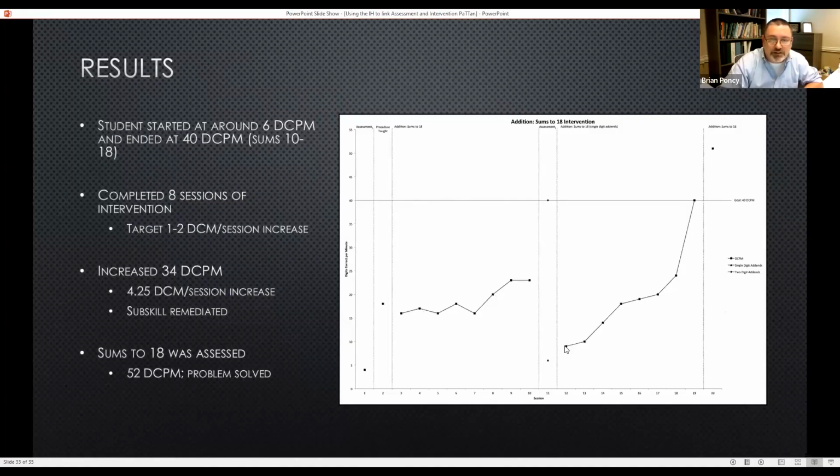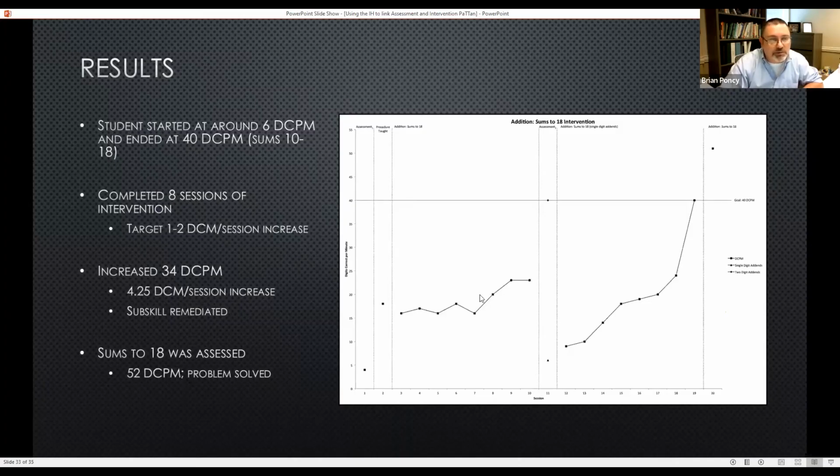So the child started around 6, 7, steadily trended up well, and then really made a big jump. And then right here was the end sums to 18 probe. We completed 8 sessions of intervention. The kid increased 34 digits correct per minute, a 4.25 digits correct per minute session increase. Sub-skill remediated, sums to 18 was assessed, and the problem was solved. Again, it took us less than 2 weeks to fix this.